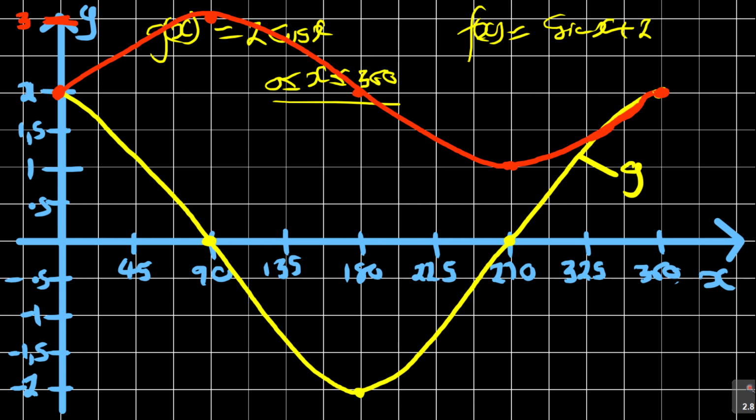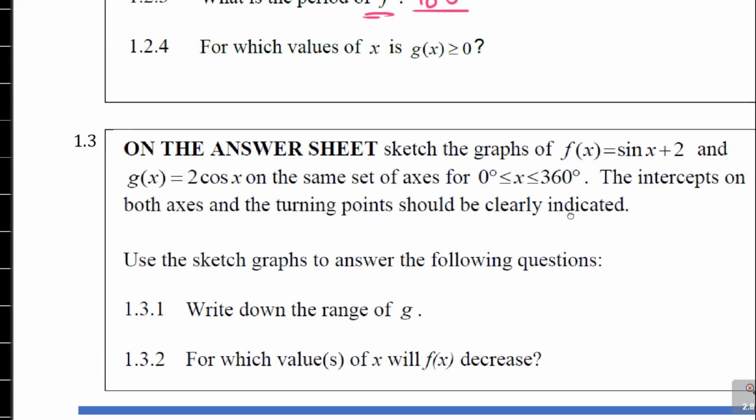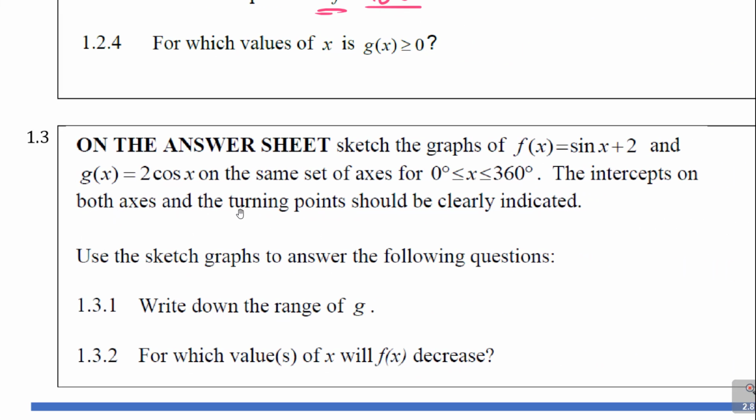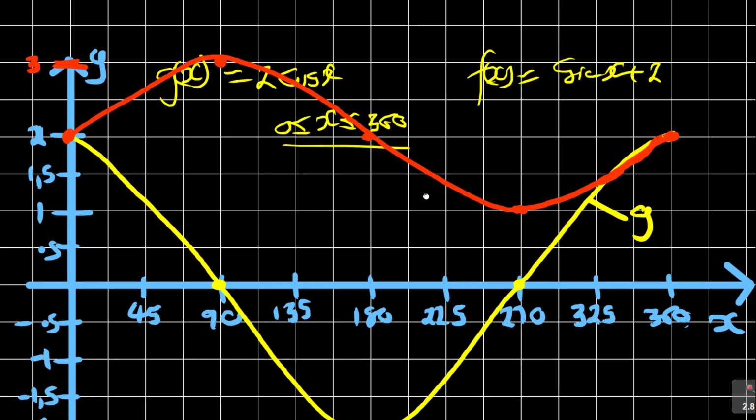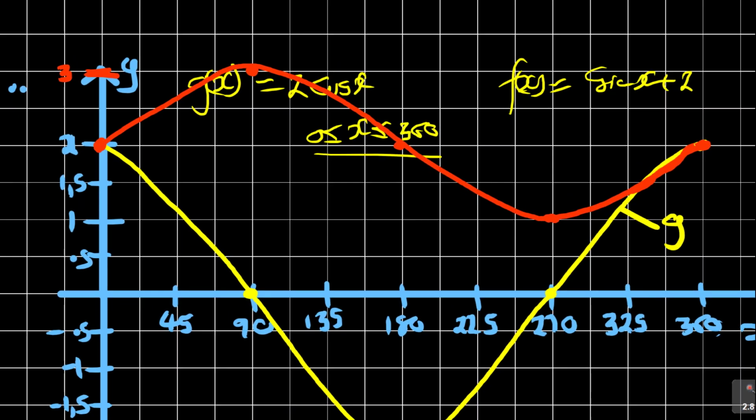And then the question was what? Let's answer the question. It says the intercepts on both axes and the turning points should be clearly indicated. So we need to indicate the turning points. Here there is a turning point, which is 90. The coordinate is 90 and 3. You need to indicate that. There is another turning point here, 270 and 1. You need to indicate that point. There is another turning point, 360 and 2.